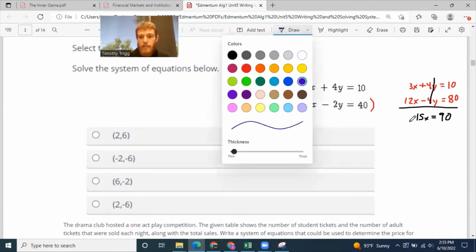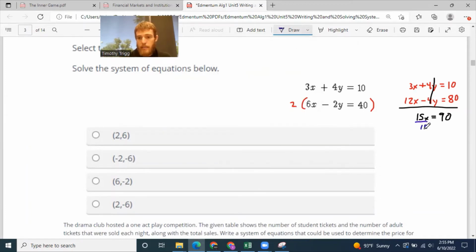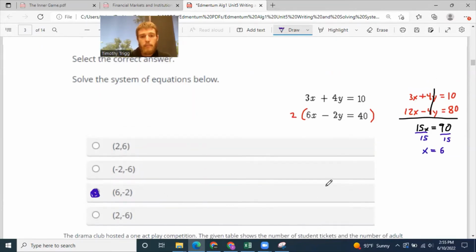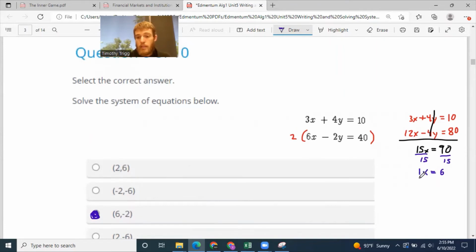Divide both sides by 15 in order to help us get x by itself, giving us x equals 6. So now that we know the value of x, we already know that this is the correct answer, right? Because it's the only one that has an x value of 6. But let's say we didn't know that. You could take this x equals 6 and substitute it back into one of the original equations. I could substitute it into either equation, but I'll just substitute it into this bottom equation.